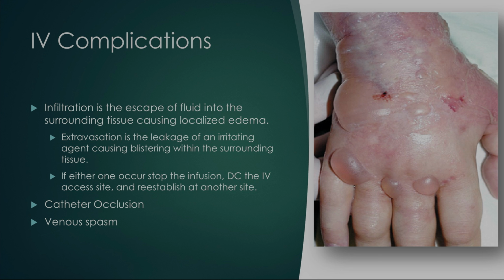Catheter occlusion occurs when a blood clot forms inside the IV catheter. Never attempt to forcefully flush an occluded IV, as this can dislodge the clot or damage the vein. Venous spasm is often caused by irritating solutions, such as dextrose containing fluids, and presents as severe pain radiating up the extremity from the IV site. Management includes slowing or temporarily stopping the infusion until the spasm and pain resolve.